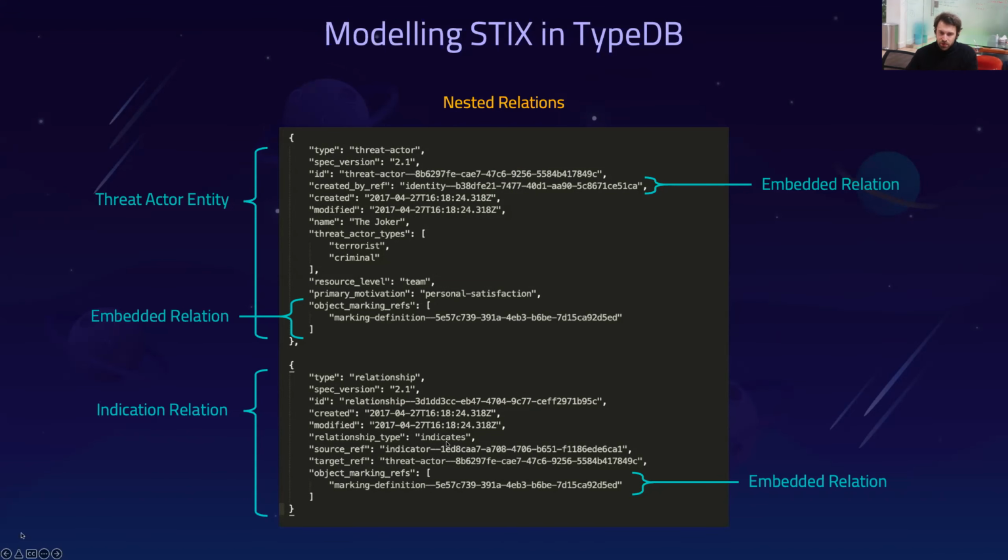So in TypeDB, what we do is we define this as an indication relation. We see that there's three embedded relations: the created by ref, the object, and the two object markings for these two things. Now, to showcase how we would go about creating an embedded relation in another relation, because this is where it gets really interesting compared to some of our other database friends, modeling relations in other relations becomes impossible if you're using a normal traditional graph database, because you can't have an edge referred to another edge.